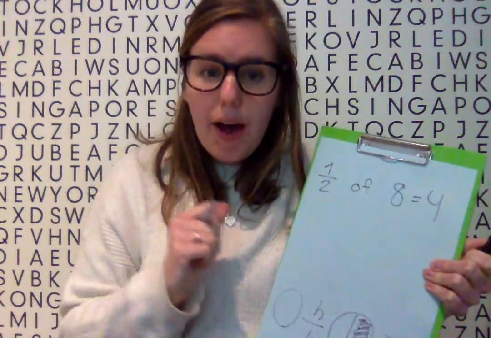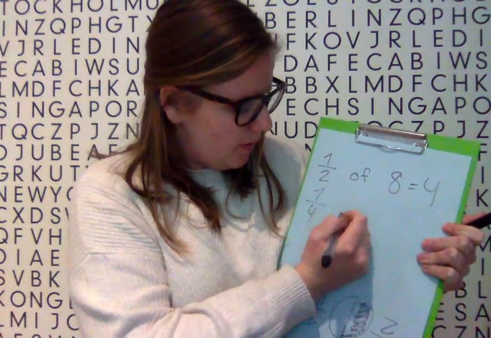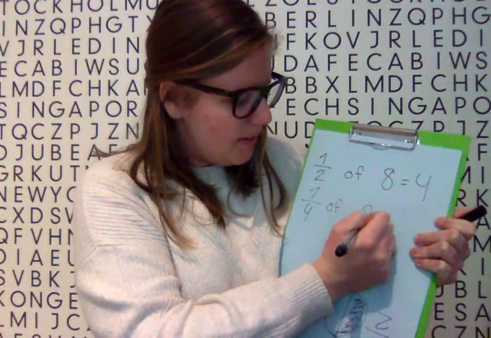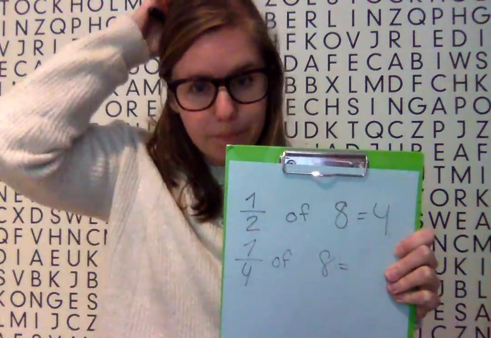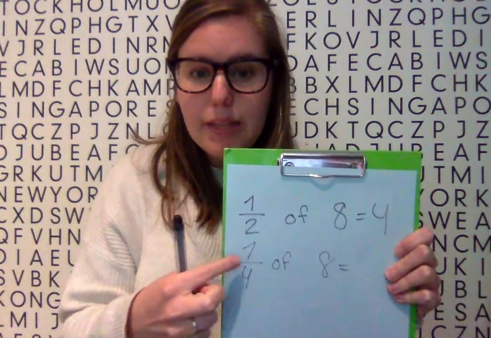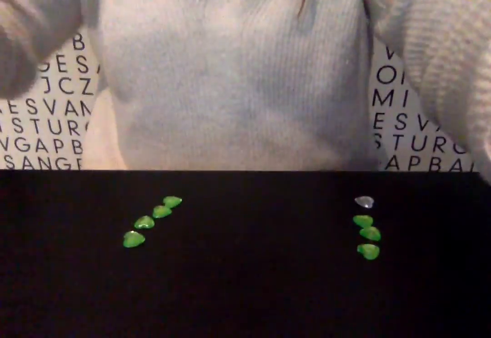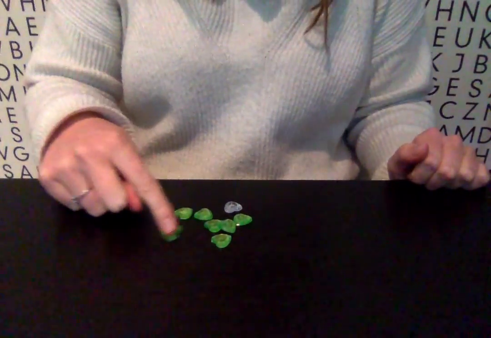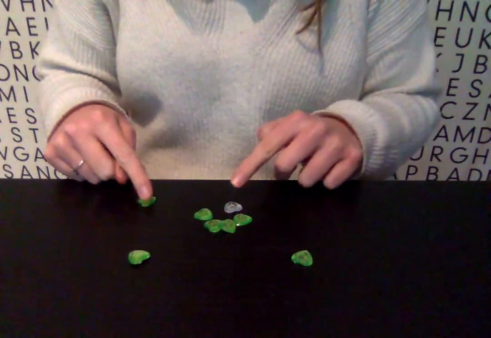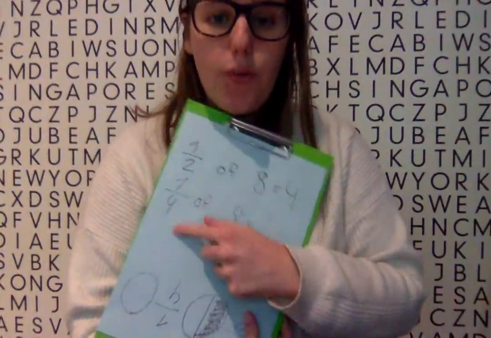So now I'm going to look at 1/4 of 8. How many groups do I need to make? I need to make 4 groups, and I'm going to count one of them. I'm going to take all my squares and make them into 4 groups. So I can do 1, 2, 3, 4. I know because I have 1/4.